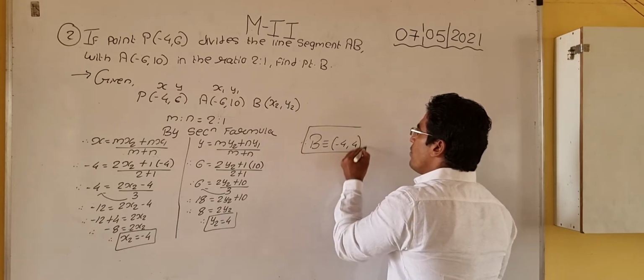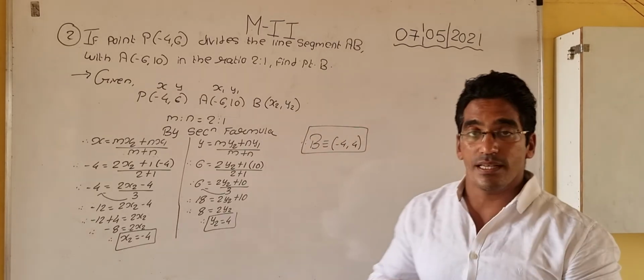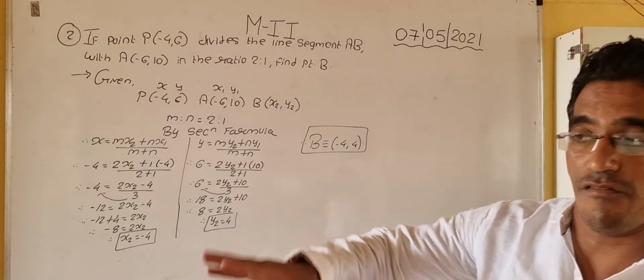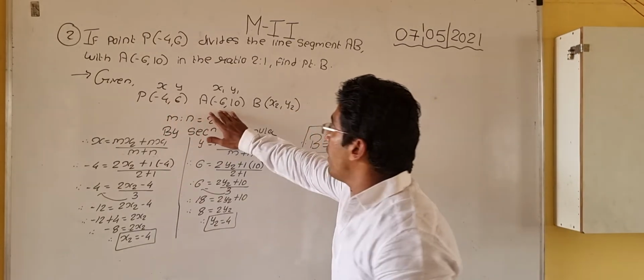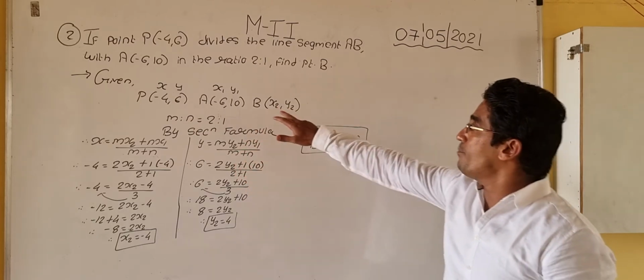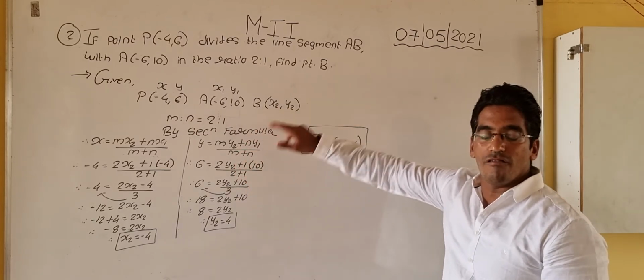So what is the difference between first sum and second sum? In first sum we had to find out the value of x and y. In second sum they gave us the value of x and y, and with x1, y1 we had to find out the value of the second point, that is x2 comma y2.